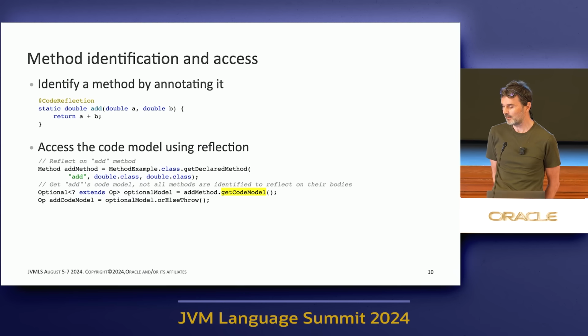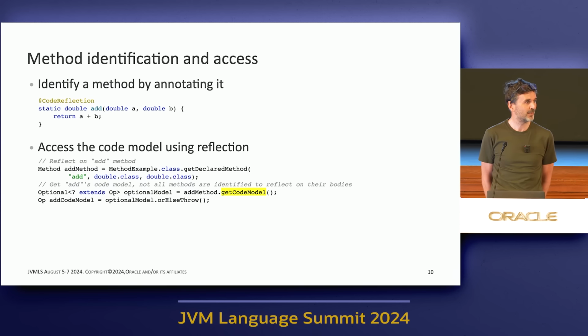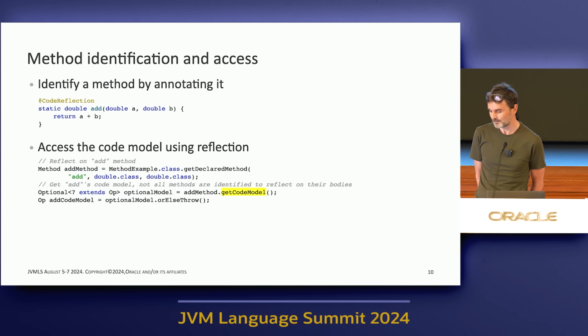And then we can access the code model using reflection APIs we have today. So we've got a method add. We use Java reflection, which we're all familiar with today, to get access to the method object, the reflective method object of add, in the first line there. And if we want to get the code model, we call add method.getCodeModel on there, and it returns an optional because it's partial, because not all methods can be reflected over. If we don't annotate it, we don't have the code model available for it.